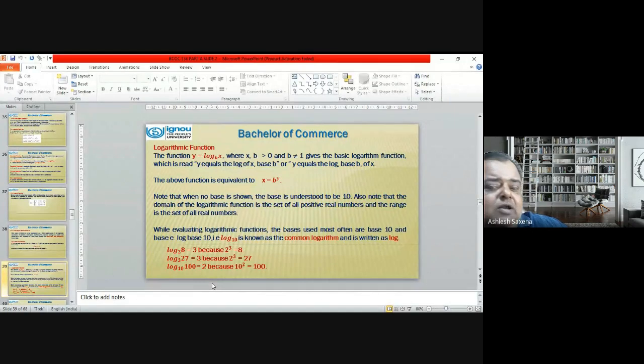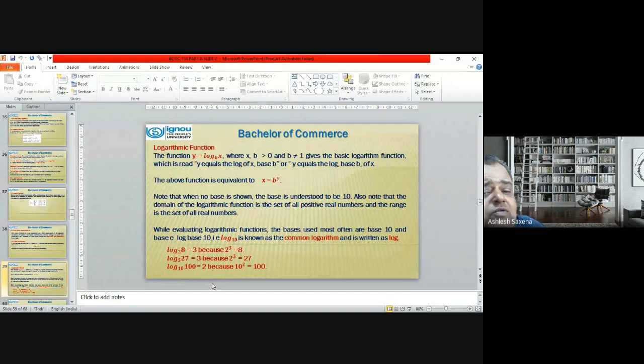While evaluating logarithmic functions, the base used most often is base 10 and base e. Log base 10 is known as the common logarithm, or straight away we can write it as log.